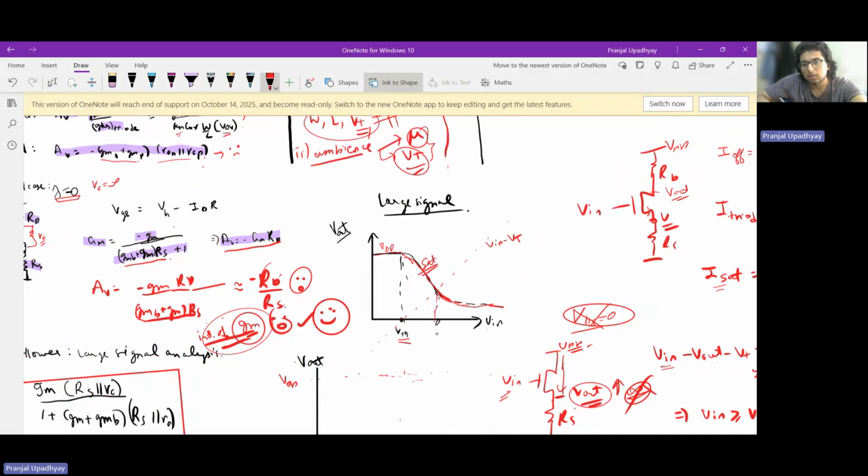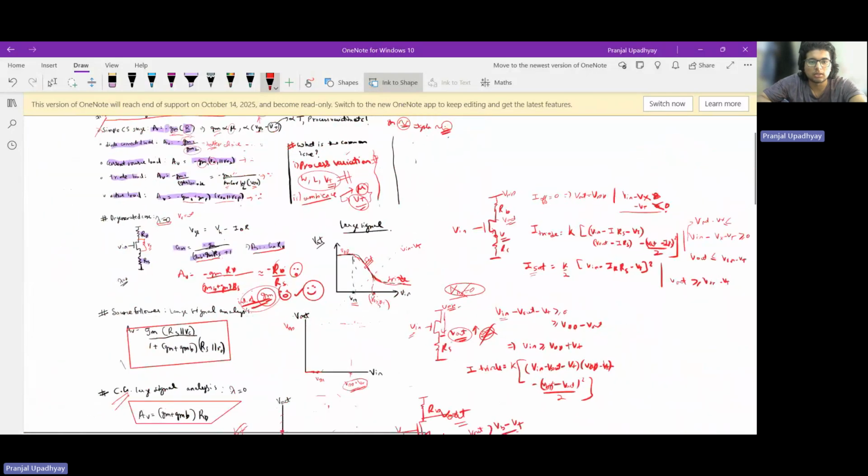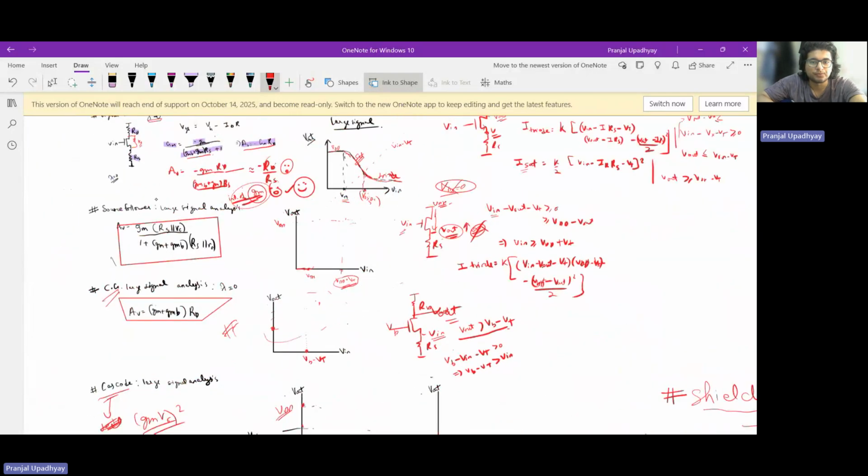And after the Vin crosses the VD sat mark, the transistor will go into triode regime, and thus we'll have this kind of a characteristic in large signal, right? So let us go and discuss the source follower.